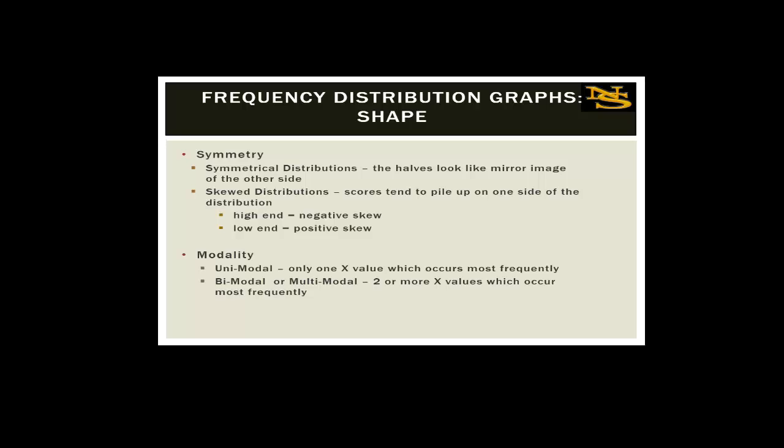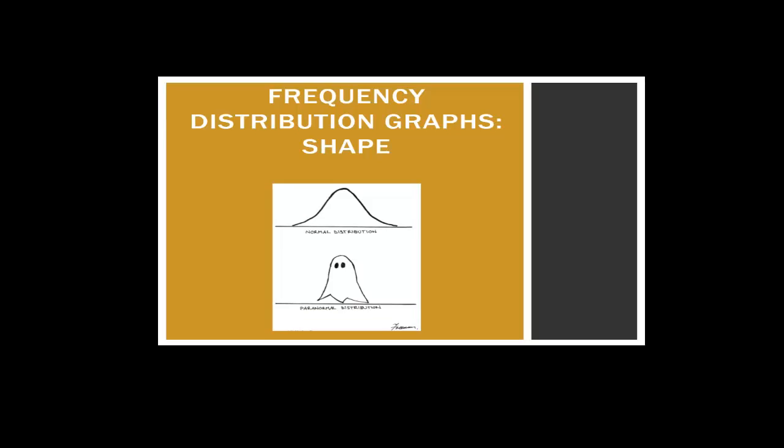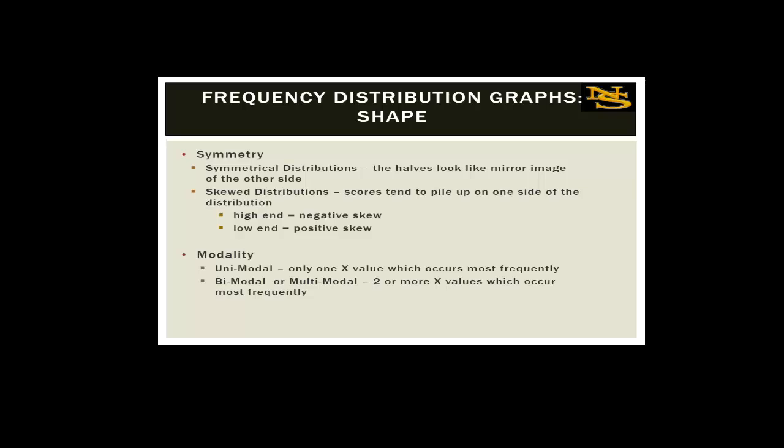When you're talking about symmetry, a symmetrical distribution is one where, if you drew a line down the middle of the distribution and folded it in half, the halves would be a mirror image of each other. Then you also have skewed distributions, where it's not symmetrical and scores tend to pile up on one side of the distribution or the other.